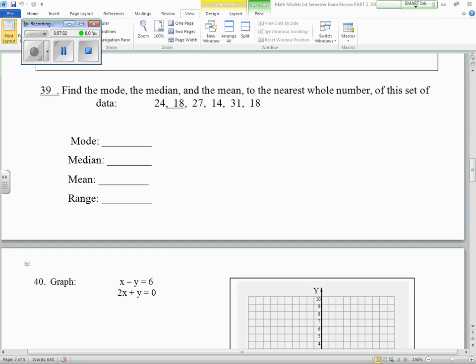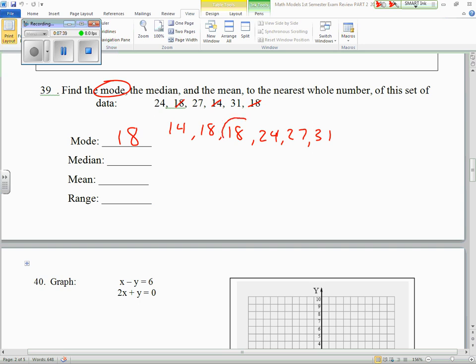Find the mode, median, and mean to the nearest whole number of this set of data. So let's do the mode. 18 occurs twice. Nothing else occurs more than once. So 18 is our mode. Median. How do we find median? Put them in order first. 14, 18, 18, 24, 27, 31. Okay? Now to find the median, you find the one in the middle.